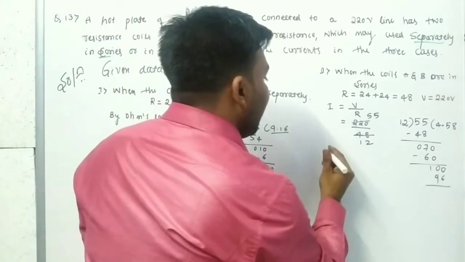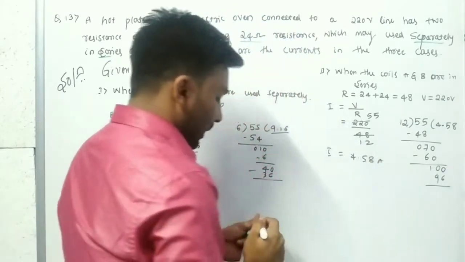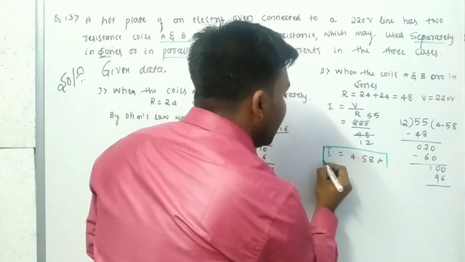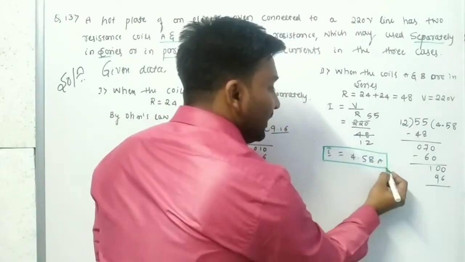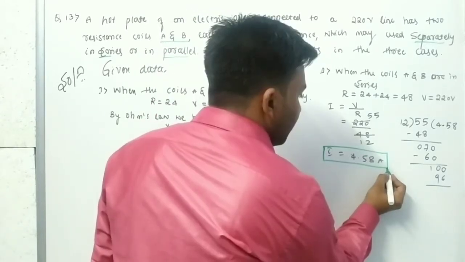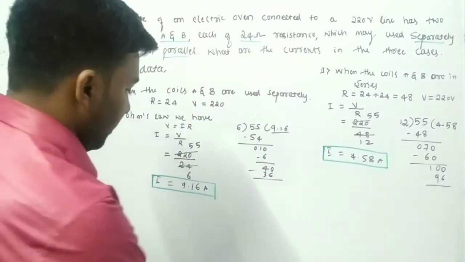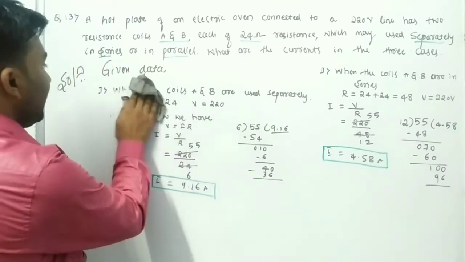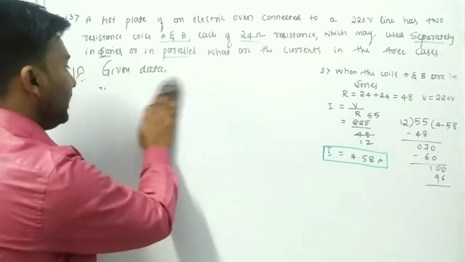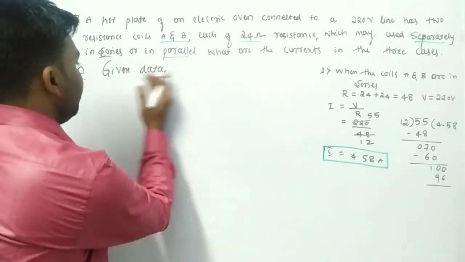So here the current is 4.58 ampere. That is, when two coils are connected in series, the current is 4.58 ampere. Now let's go to the third case, when the coils A and B are connected in parallel.